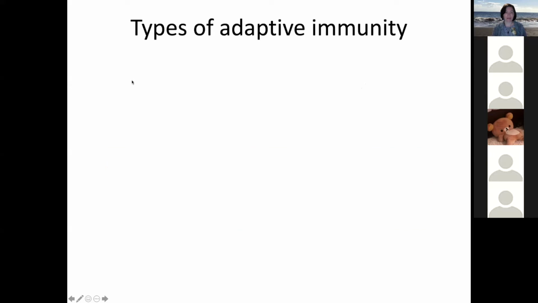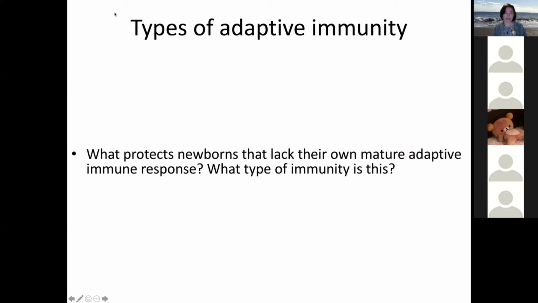Okay. So one thing we touched on last time was the types of adaptive immunity. Let's just see if we remember some of these things. What type of immunity protects newborns, given that they don't have their own mature adaptive immune response? And what type of immunity is this? Write into the chat what comes to mind when you read those questions. What protects newborns that lack their own mature adaptive immune response, and what type of immunity is this?